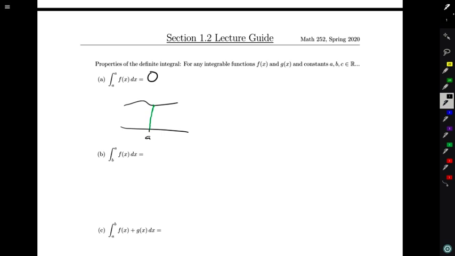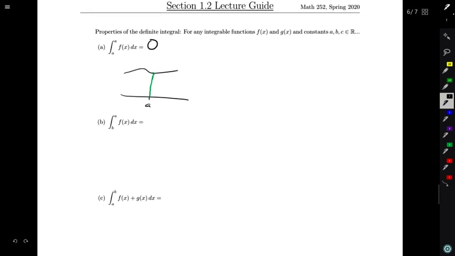The second property that we're going to be looking at is more of a definition than a property. It says that the integral from b to a of f of x dx is going to be minus the integral from a to b of f of x dx.